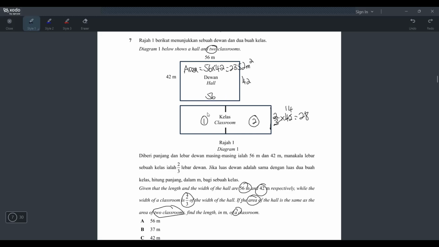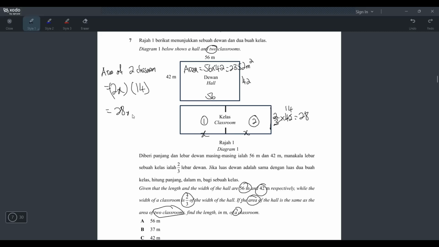What about the classroom area? You know the width is 14 already, but they want to find the length of 1 classroom. So what I will do is, we all know these 2 classrooms are the same size, right? So we can let one of the lengths here become x, because I will find x later. If the length here is x, the length here must be x also. So the area of the 2 classrooms will be what? It will be 2x, because 2x is the whole length, and then times 14.